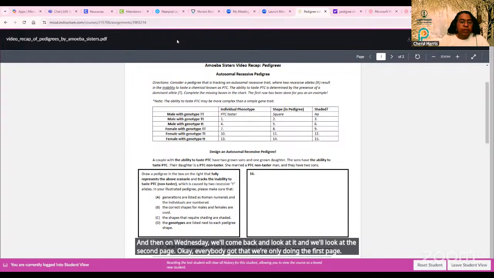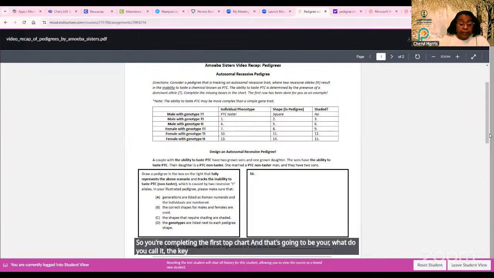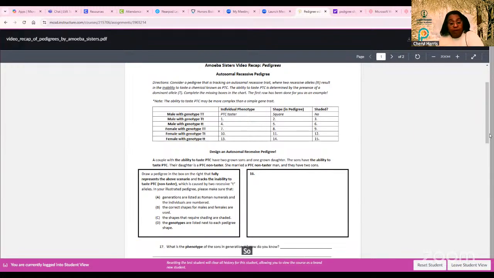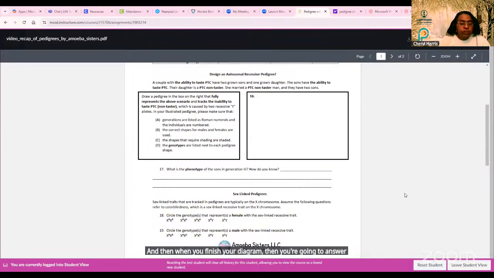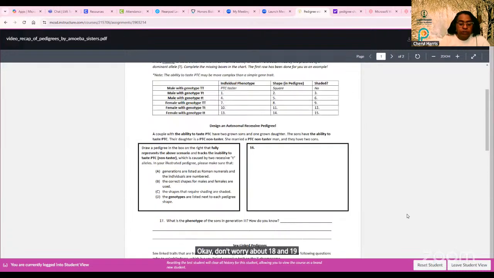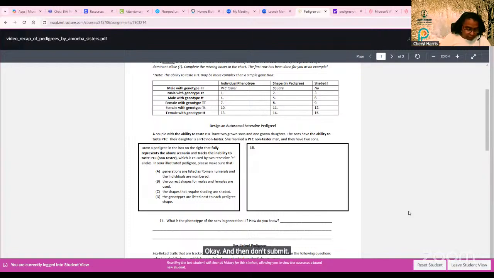Okay, everybody got that? We're only doing the first page. So you're completing the top chart, and that's going to be your key on whether you're drawing squares or circles, and whether you're shading them or not shading them. So your diagram should follow the key that you make at the top. And then when you finish your diagram, you're going to answer question 17. Okay, don't worry about 18 and 19. Just answer question 17. So get as far as that. And then don't submit.